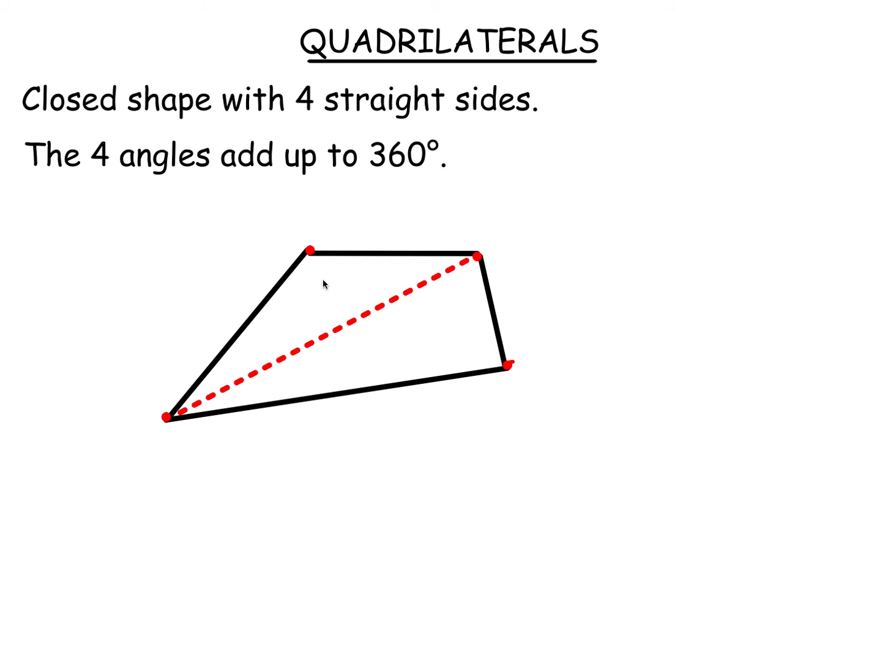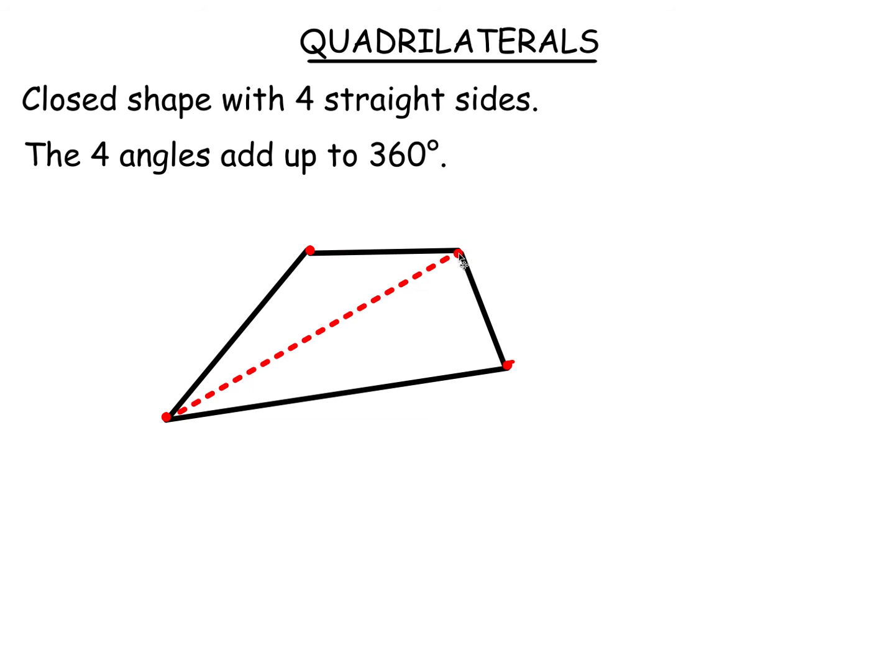Each triangle has an angle sum of 180 degrees, so because there are two of them in a quadrilateral, it has an angle sum of 360 degrees. That is, the four angles at the corners add up to 360 degrees. This quadrilateral has no other properties other than that angle sum.